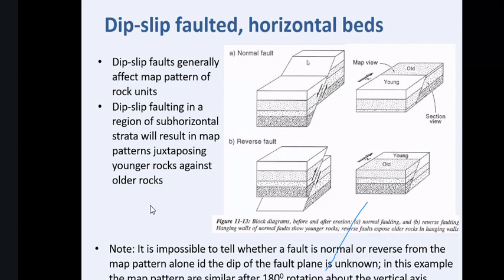All right, so let's think about normal faults. Which is the hanging wall and which is the footwall? The hanging wall is the one that's going downward. There are two blocks here, 1 and 2. Which is the hanging wall? Which is the footwall? Number 2 is the hanging wall, while number 1 is the footwall.